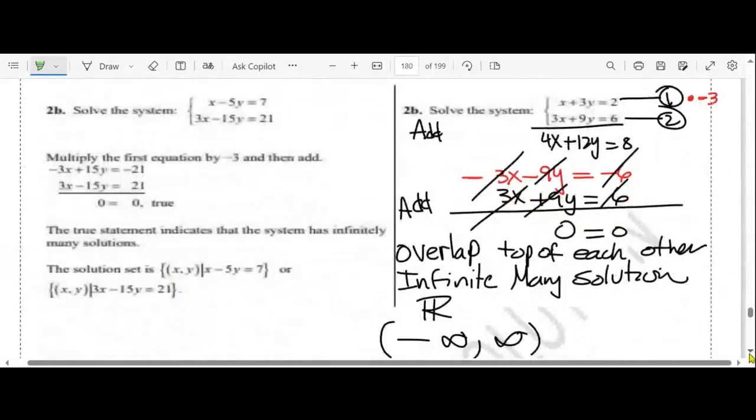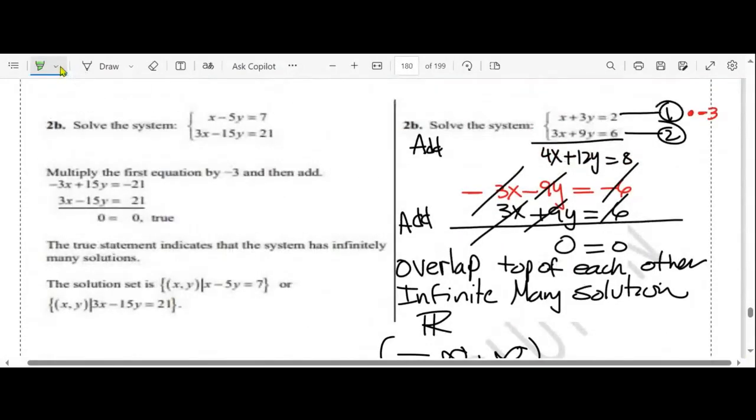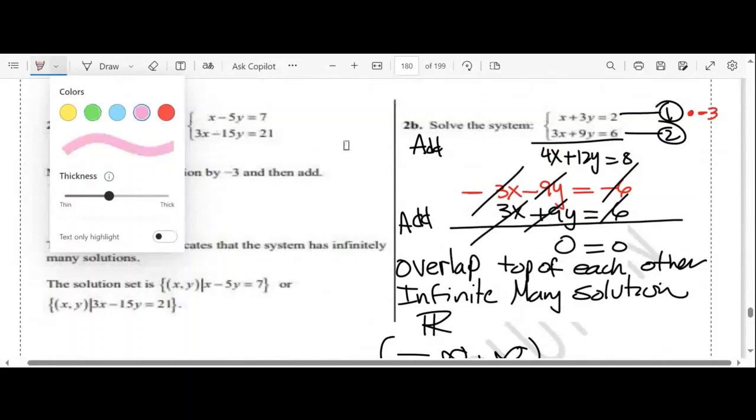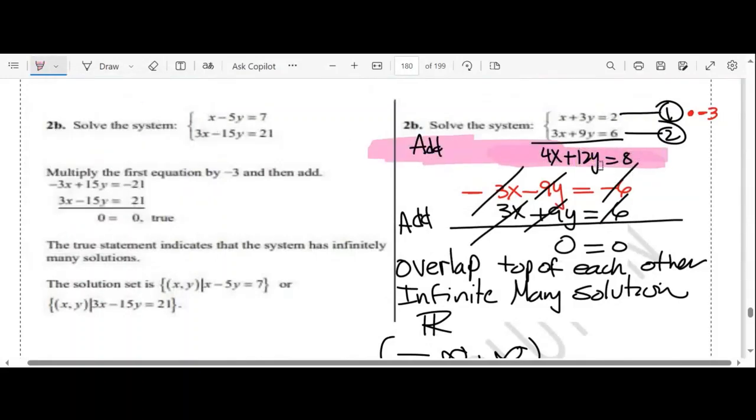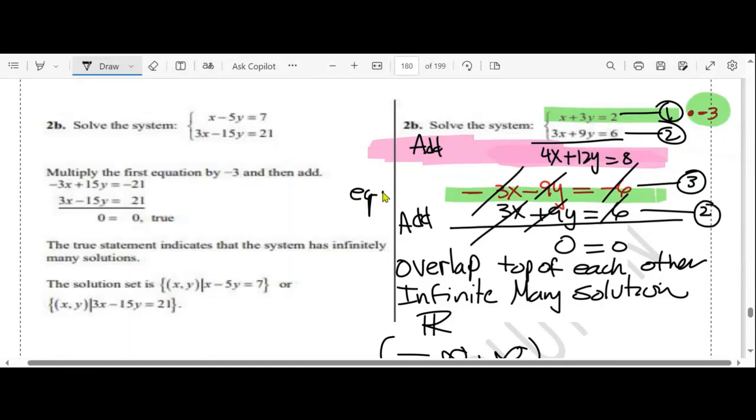Here I have two equations, right? If I add the two equations, does it help? The answer is no. So I have to multiply the first equation by how much? -3. If you multiply times -3, you get the new equation, and this is equation number 3. Add it to equation number 2. So equations 3 and 2. You're going to add, and you get 0 equal 0.